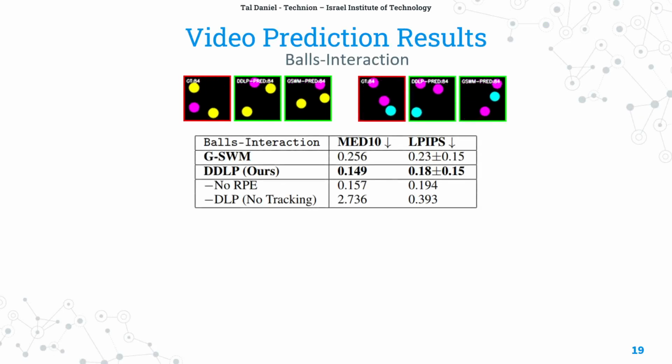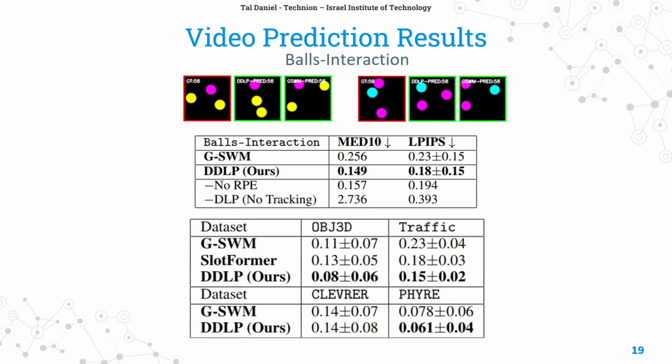We also provide quantitative results where we measure the LPIPS of the generated frame with respect to the ground truth frame. For the BAIR dataset, we also calculate MED10, the mean Euclidean error between ground truth and predicted ball location in the first 10 predicted frames. More ablations and metrics can be found in the paper.